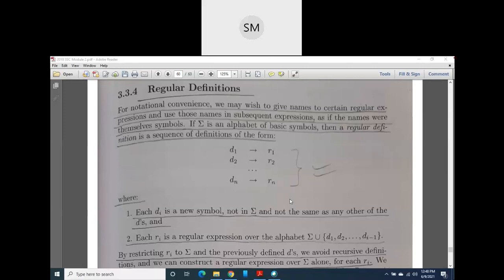Because it is very difficult for us to remember memory locations and addresses, we have given names to the memory locations. Similarly for regular expressions, we will give some names, and we will keep on using those names in our next regular expressions. Instead of writing the complete regular expression everywhere, we will give one name to that regular expression, and only that name we will use everywhere in our next regular expressions.